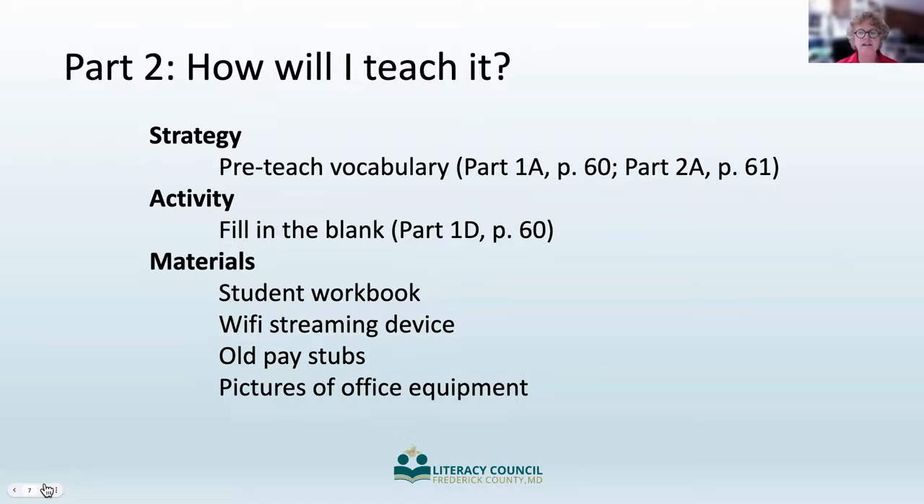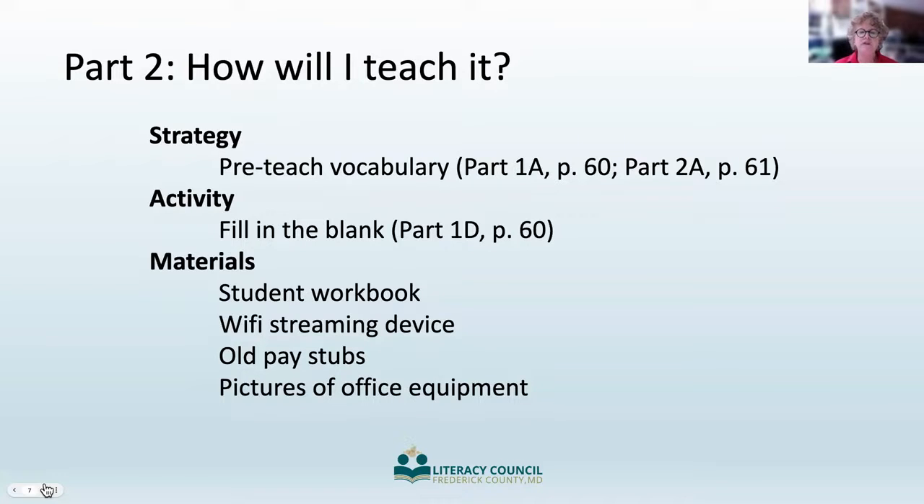Choose an activity, plan the steps to complete the activity, and estimate how long it will take. In our example, Ellen has decided her first activity will be to pre-teach key vocabulary associated with paycheck deductions and office equipment. The second activity is a fill-in-the-blank worksheet based on what was taught. Ellen estimates she will need 30 minutes for these activities.